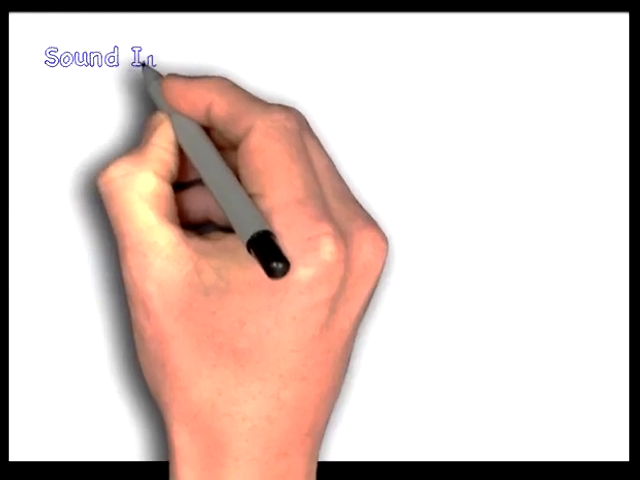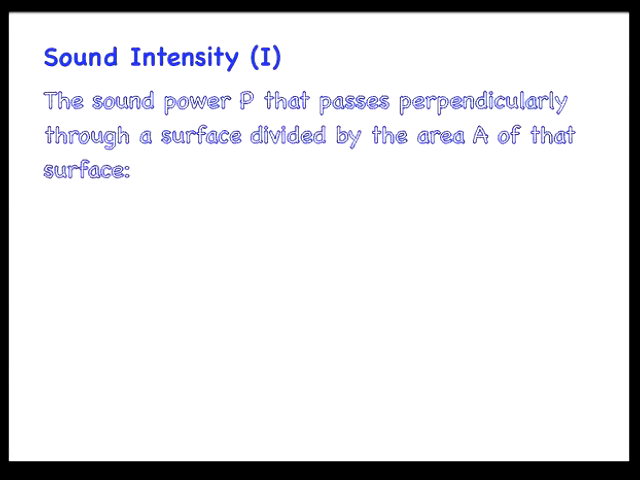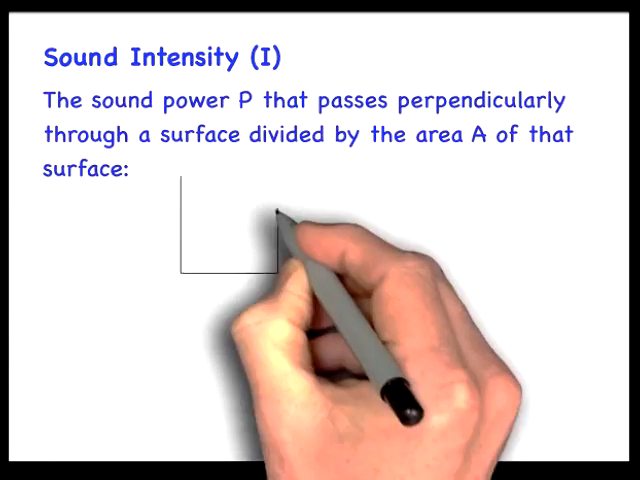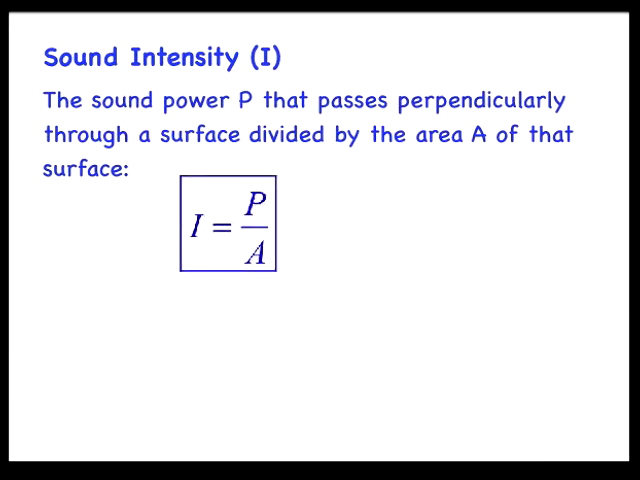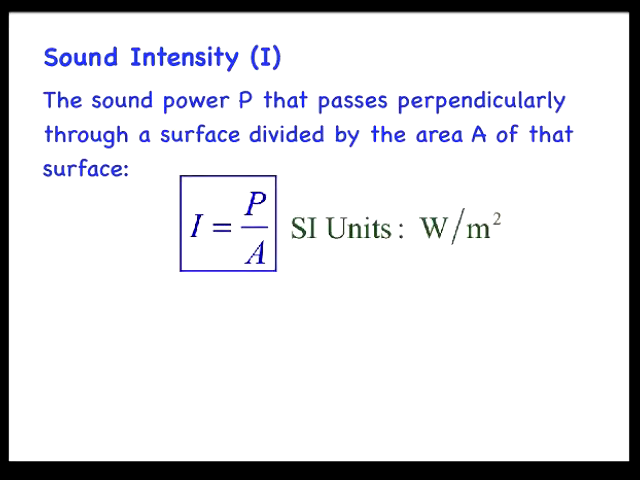The sound intensity I is defined as the sound power P that passes perpendicularly through a surface divided by the area A of that surface, or I equals P divided by A. The unit of sound intensity is power per unit area, or watts per meter squared.